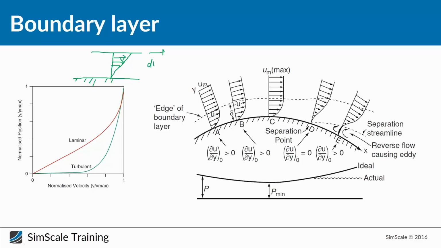So the change of velocity in y direction. And in the end, our equation is like this. So the shear stress is the velocity gradient multiplied with the viscosity. And this viscosity is constant for Newtonian fluids like air.